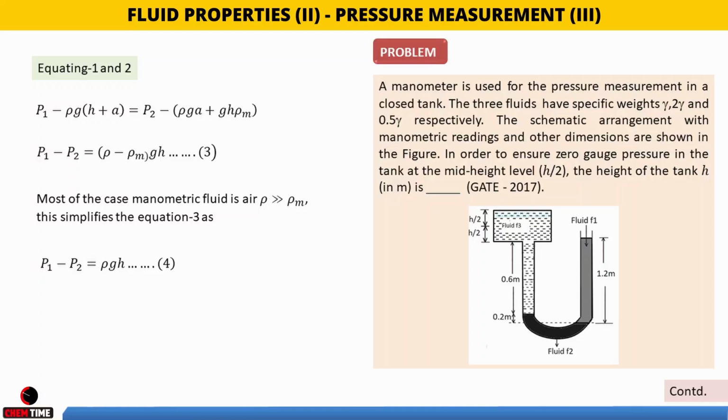Now, the GATE problem that is given in 2007 is: a manometer is used for measurement of pressure in a closed tank. The three fluids have specific weights gamma, 2 gamma and 0.5 gamma respectively, and they are denoted as F1, F2 and F3 in the figure. The schematic arrangement with manometric readings and other dimensions are shown in the figure. In order to ensure zero gauge pressure in the tank at the mid height level, that is h by 2, the height of the tank is to be found. It is given in 2007 GATE examination.